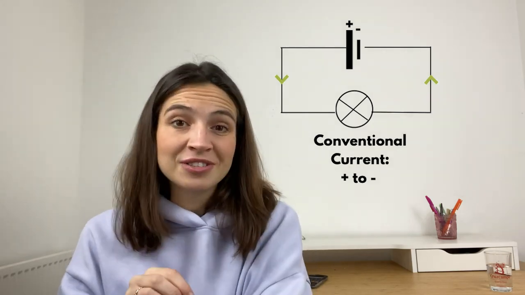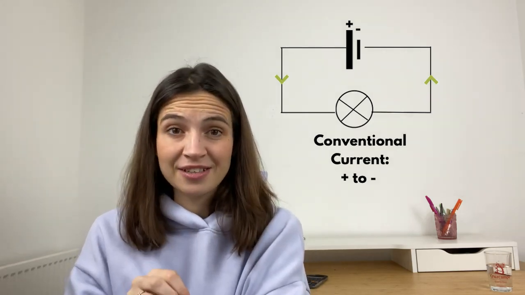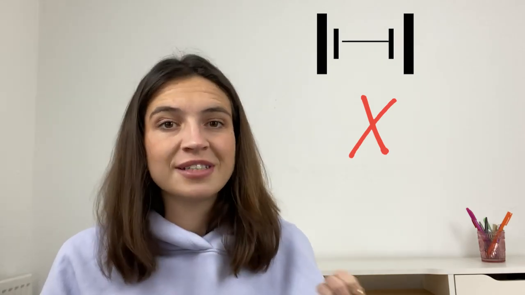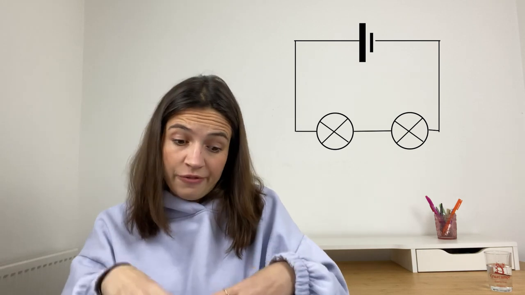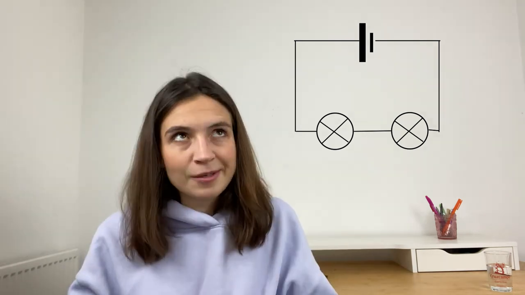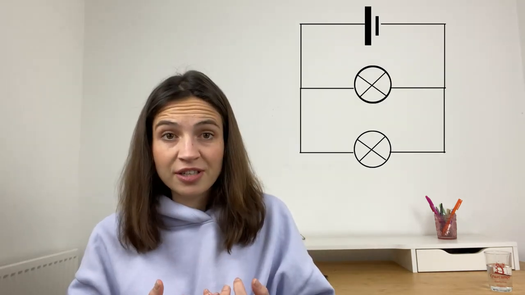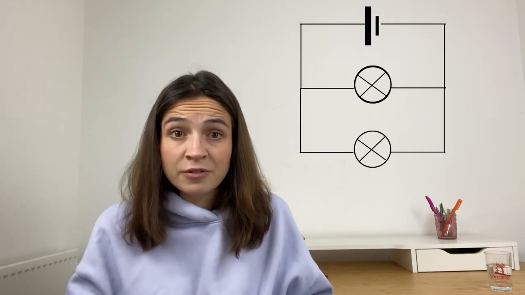Also, make sure that your cells are all facing the same direction, like this. They won't deliver the same voltage if they're facing each other, like this. Let's make sure we can spot the difference between a series and a parallel circuit. So in a series circuit, your stuff is all in a line. And in a parallel circuit, there are junctions, and your stuff can exist on different branches.